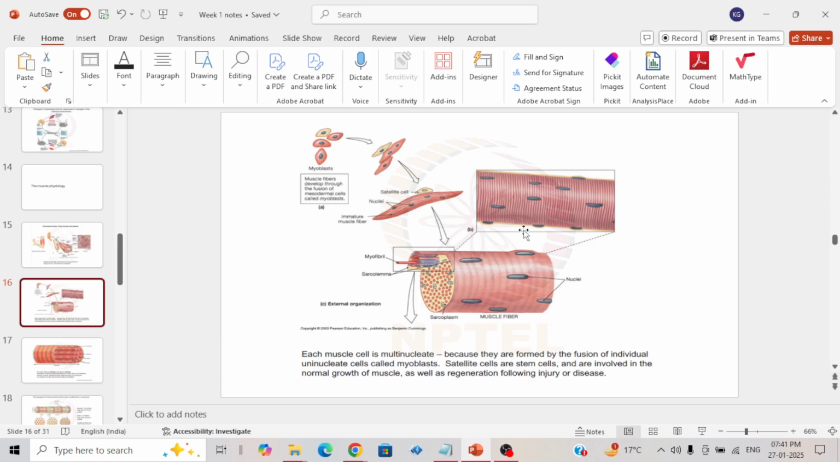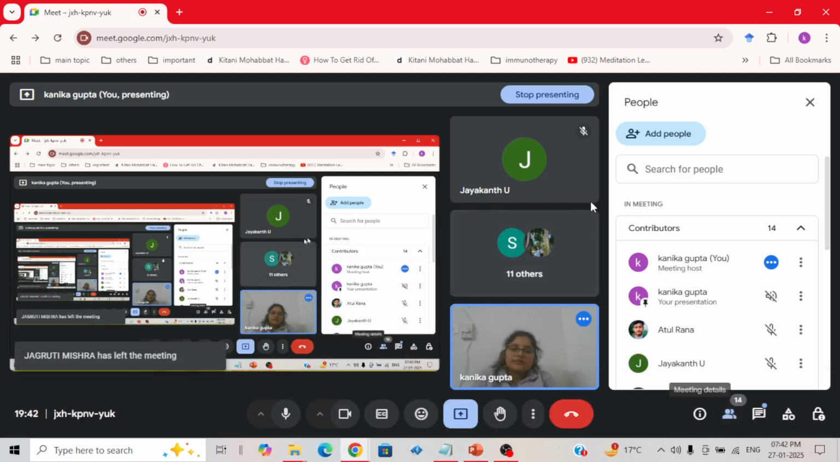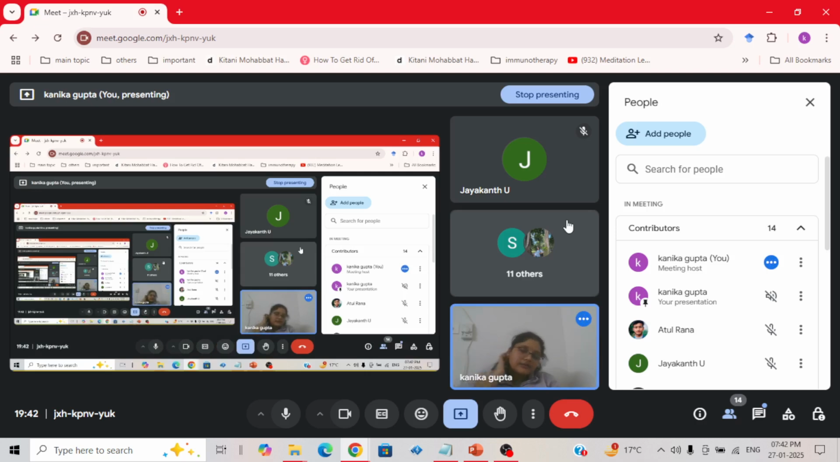You guys do understand what a syncytium means, and why these muscle cells are multinucleated? Can anyone tell me what a syncytium means, and what is the meaning of multinucleated? Do you guys understand that? Okay, if you understand that, that's very good.